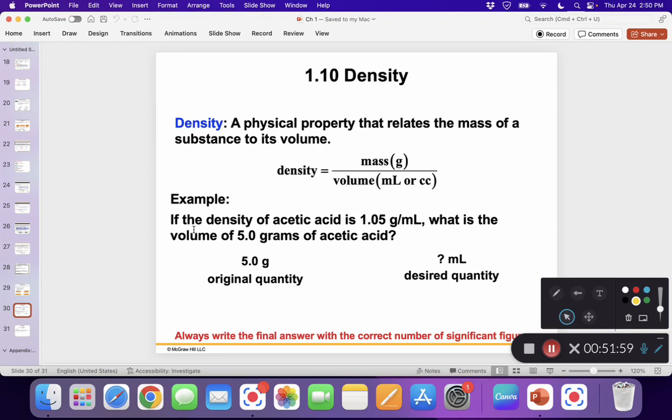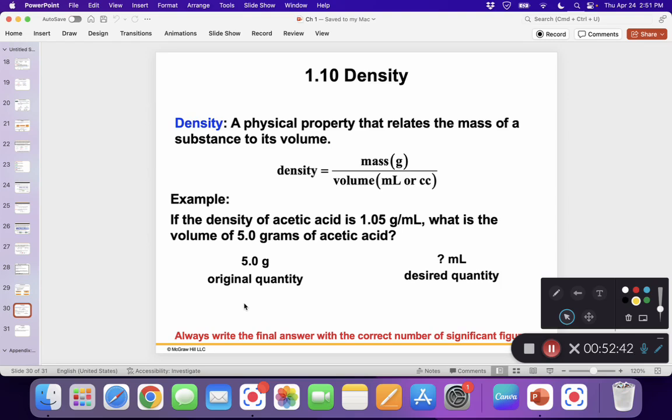Let's try this question. If the density of acetic acid is this much, 1.05 gram per ml, what is the volume of 5 grams of acetic acid? Here the density is given, the mass is given, and volume is asked. You can cross multiply here. Volume is equal to mass divided by density, or you can just work through how we just learned.